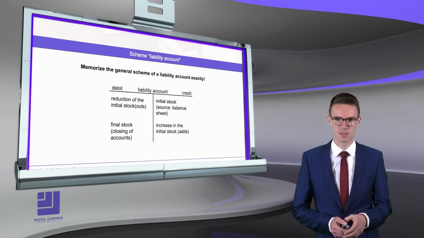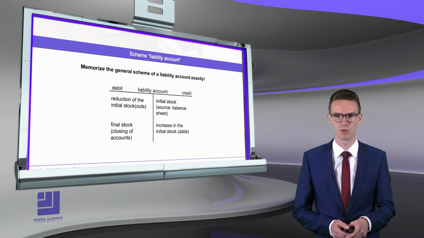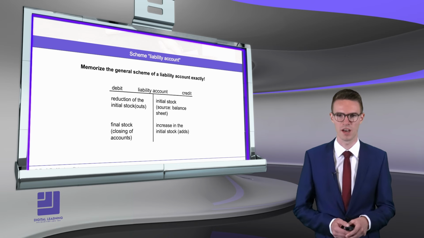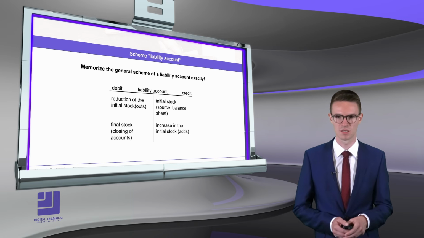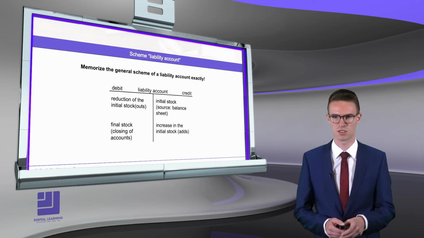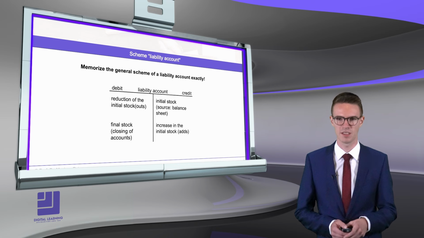After the asset accounts, we take a closer look at the liability accounts. You can see that the entries in these liability accounts are mirrored to the asset accounts. So the initial stock and the increase in the initial stock are on the credit side, while the reduction and the final stock are on the debit side.